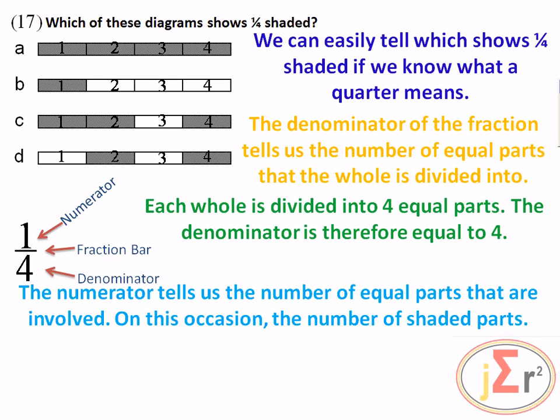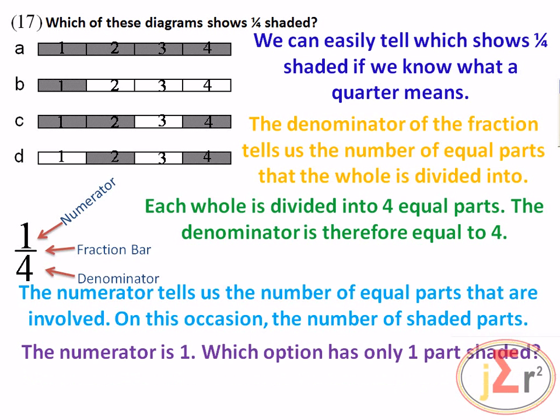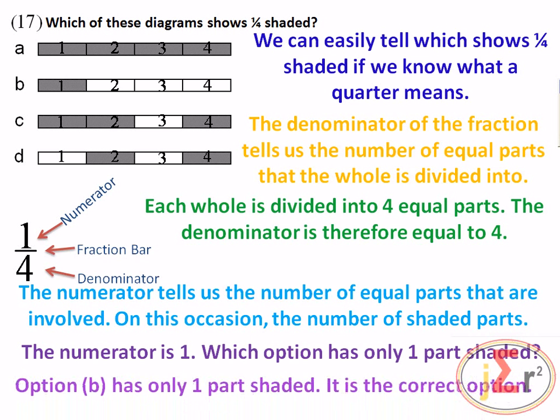Option C. I'm not saying in which of the options is 1 not shaded. I'm saying in which of the options is 1 shaded. Option B. Right, option B. The numerator is 1. Which option has only 1 part shaded? Option B has only 1 part shaded. It is the correct answer.